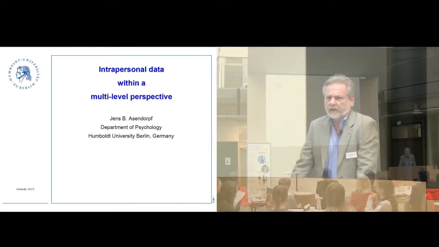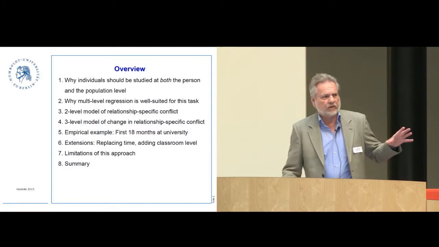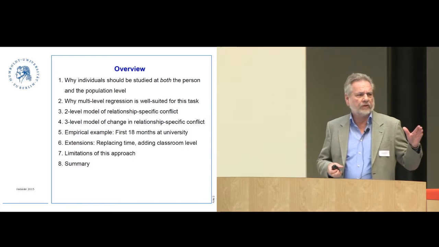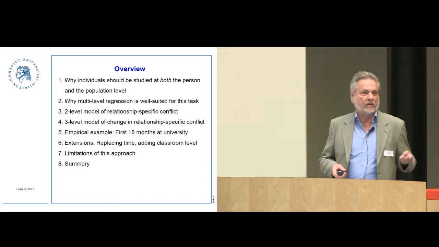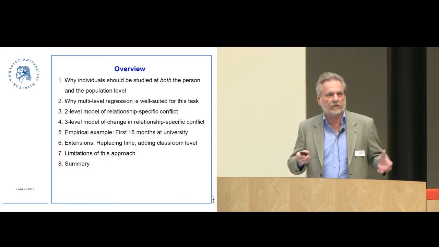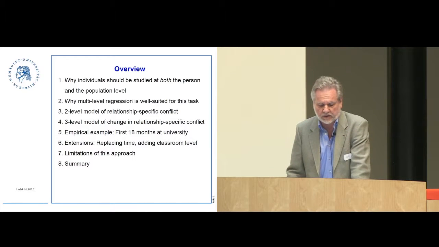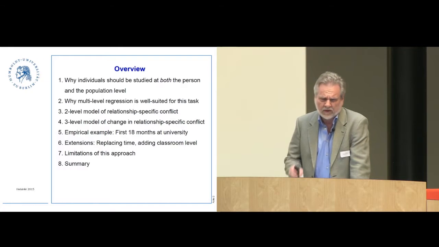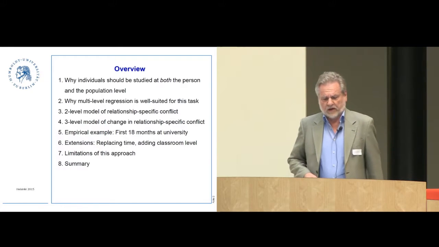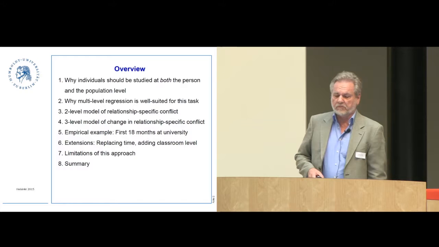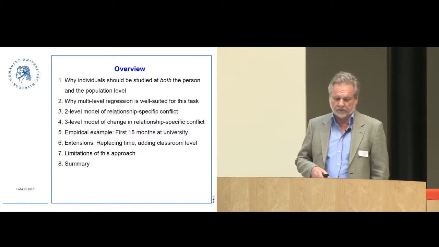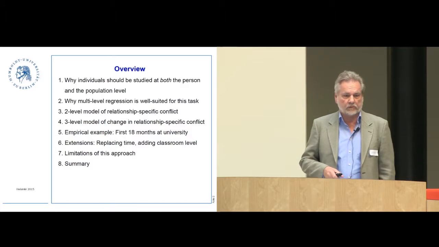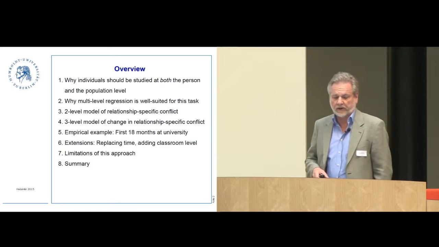Okay, I have a short introduction, and I can even shorten this because Ellen already talked about my main topic, that you shouldn't confuse intra- and inter-individual differences. But I have a slightly different touch: why individuals should be studied at both the person and the population level, not only at one of those levels, and why multi-level regression is well suited for this task.